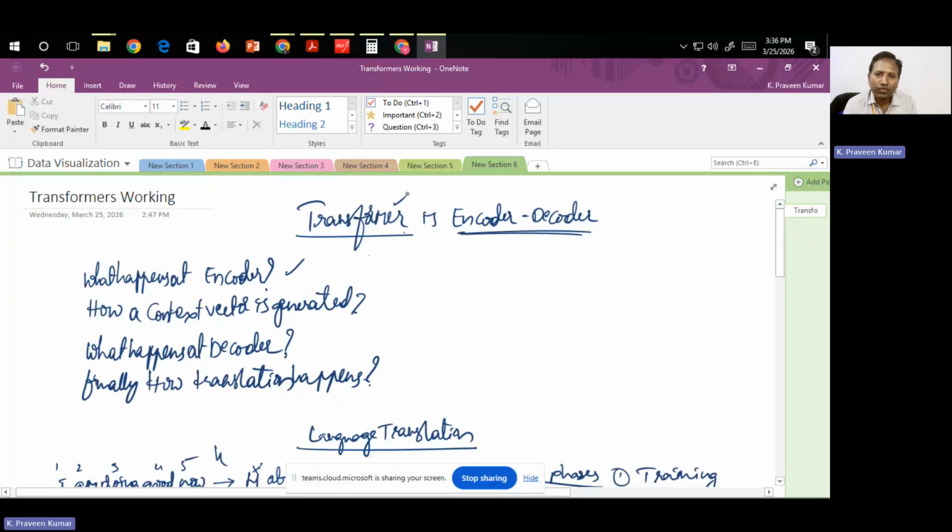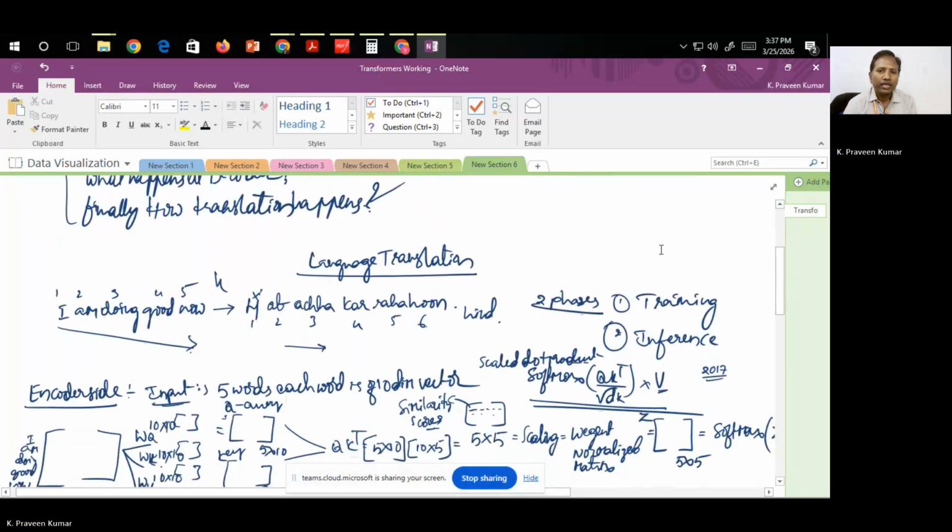So what is a transformer? A transformer is an encoder-decoder architecture. What we are going to see today is what happens at the encoder side, how a context vector is generated at the encoder side, what happens at the decoder side, and finally how translation happens. Here we are using the transformer for translation purposes. It was defined by Vaswani in 2017.